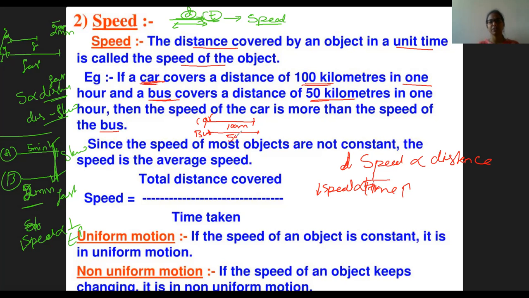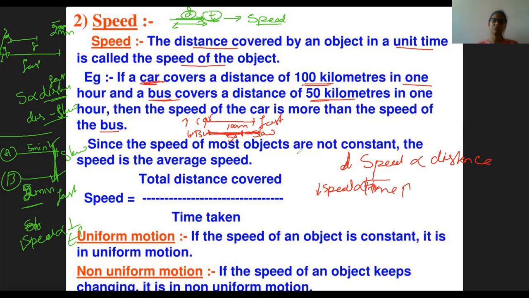The bus covers only 50 kilometers. That means only half of the distance is traveled. That means we can say it covered less distance, right? They covered less distance, so it was slow. Distance is directly proportional. The car covers more distance, so it was fast. So like that, we decide who is fast and slow. That means the car has more speed and the bus has less speed.